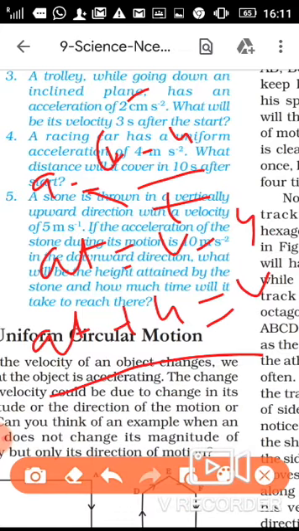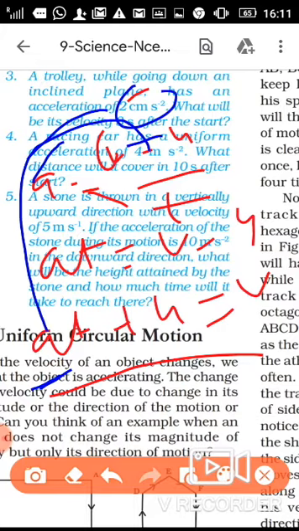Now you have to put the values. This is A, 2 centimeters per second squared. After the start, U is 0, and you put 3 seconds as time, then you will get your answer.